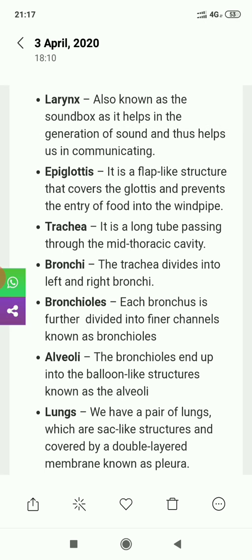After that, we have alveoli. At the end of the bronchioles, balloon-like structures known as alveoli are there, where the exchange of gases takes place. Then we have the lungs, the main organ of respiration in humans. We have a pair of lungs which are sac-like structures, and they are covered by a double-layered membrane known as the pleura, called the pleural membrane. Okay.